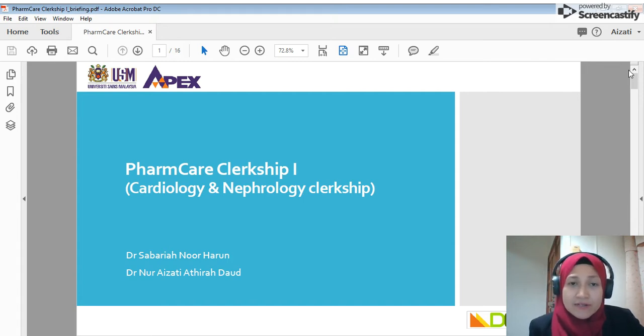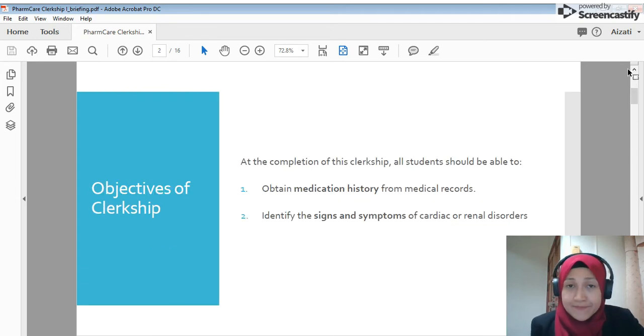So it's mainly on cardiology and nephrology cases. It will be handled by Dr. Sabariah and myself. So there are several objectives of this clerkship. At the end of this clerkship, you should be able to develop certain skills. One of them is to obtain medication history from medical records. So you need to clerk a case and you should be able to get the necessary information from the case record, and also get the additional history from the patient itself.